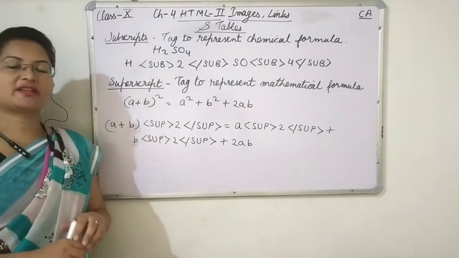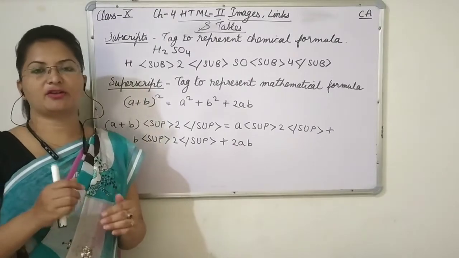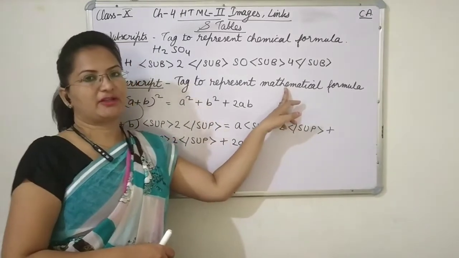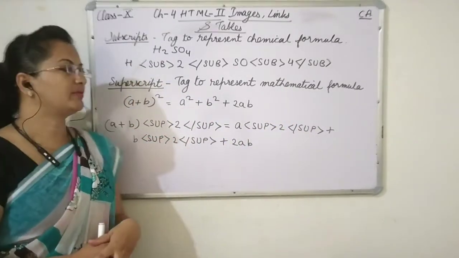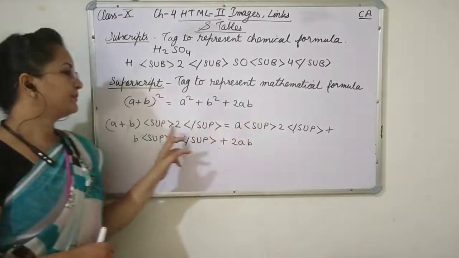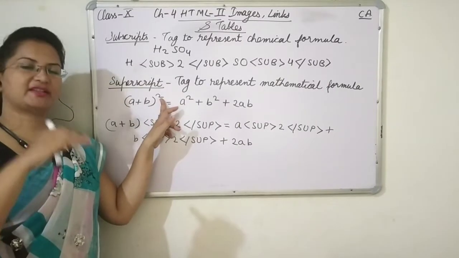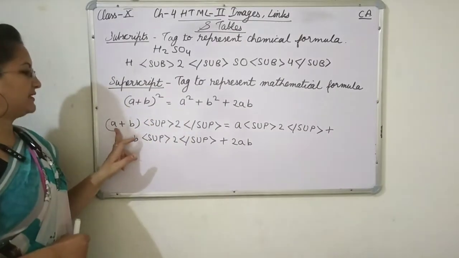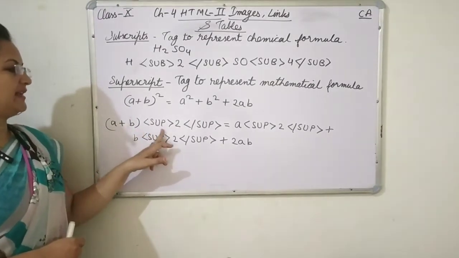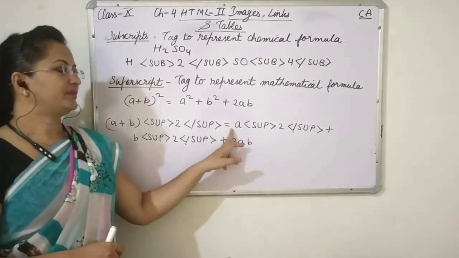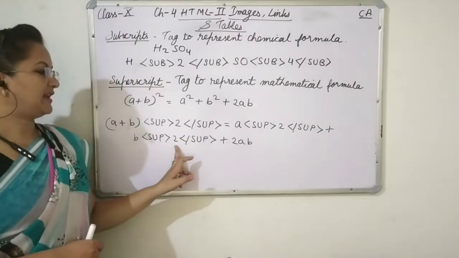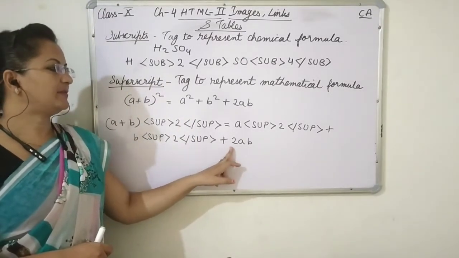Now superscript. Superscript means when we want the number or text slightly above the baseline. That means to represent mathematical formulas. You might have seen we have powers in mathematical formulas like (a plus b) the whole square equals a square plus b square plus 2ab. So here 2 is there in the power. That means 2 is slightly above the baseline. So we will write it like this. We have the SUP tag for superscript. So a plus b, then enclose 2 in the SUP tag, then equals a, then enclose 2 in the SUP tag, then plus b, then enclose 2 in the SUP tag, and plus 2ab.